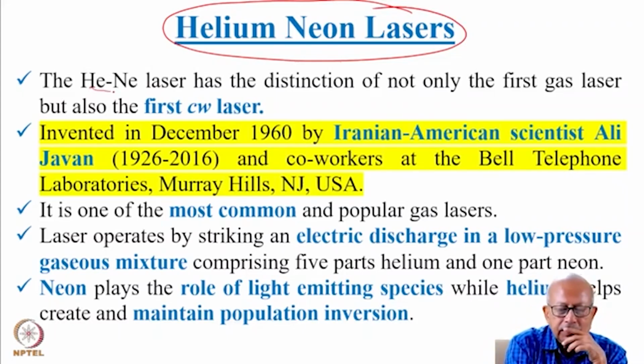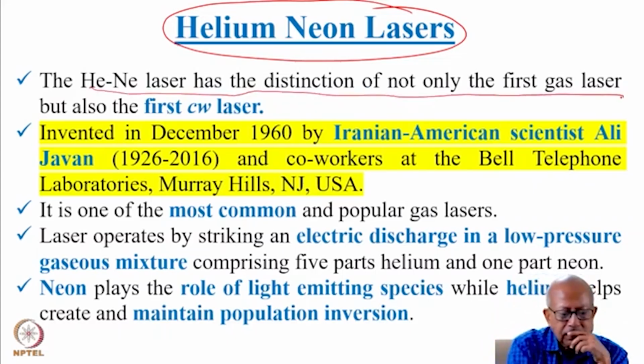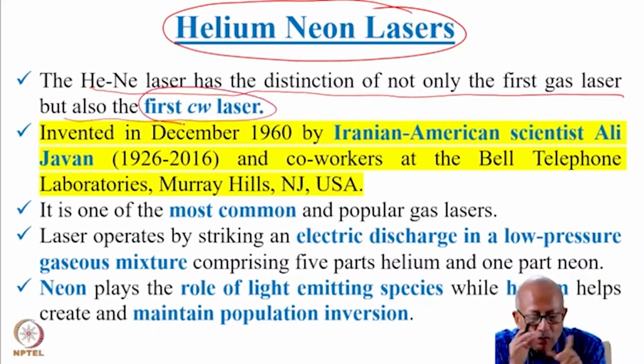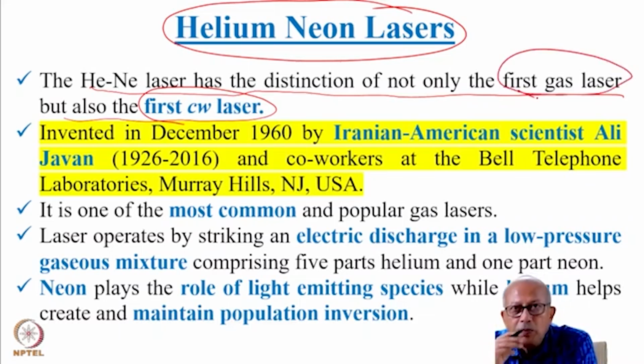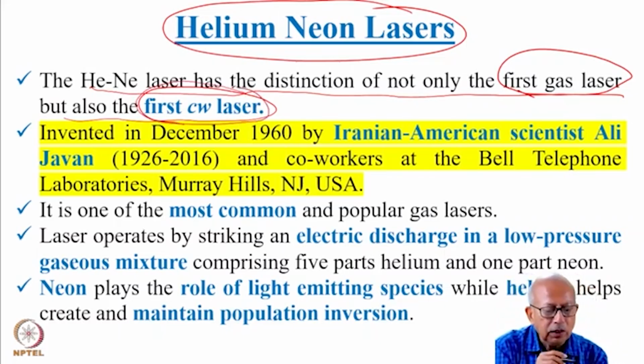Now, the helium neon laser has the distinction of being not only the first gas laser, but also the very first continuously working laser. The first laser that Maiman operated was a pulsed solid state laser, of course. The helium neon laser was the first gas laser operated soon after the first ever laser, and also the first continuously working one.